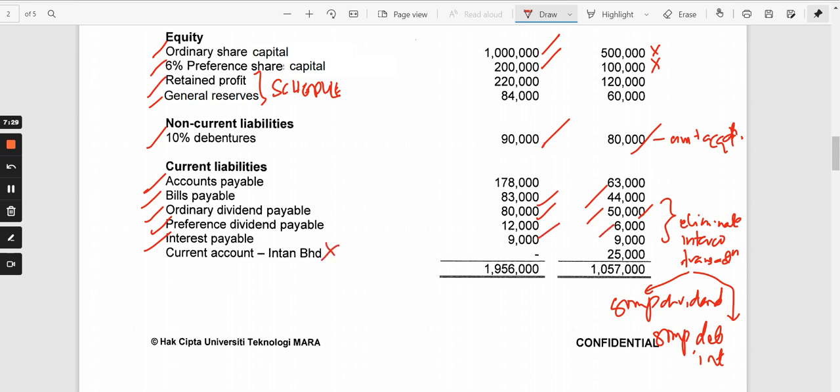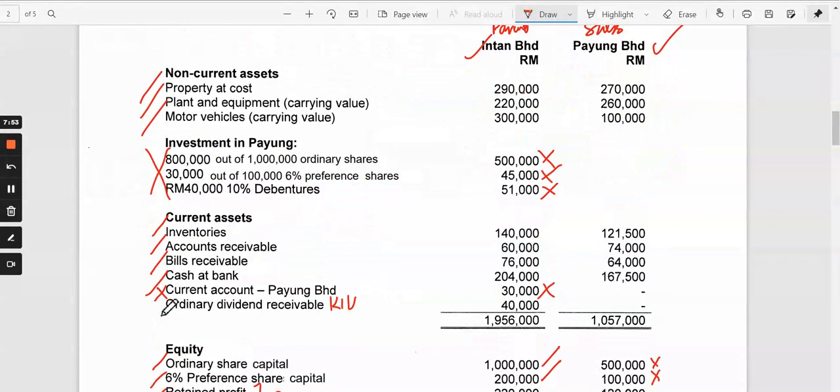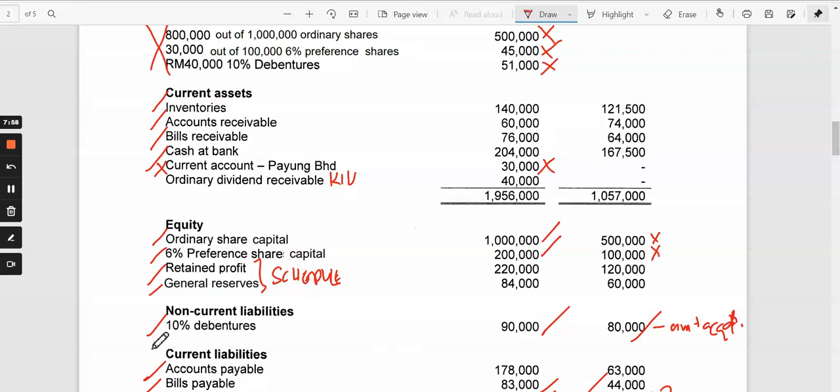Current account will not be reported because this will be eliminated. You need to go and find out the differences in the current account. What caused the differences? Is it due to the goods in transit, or is it due to cash in transit? So that's the first few things. The one that I put across is something that you shouldn't include in the consolidated statement of financial position. Remember, the share capital, and here we are talking about ordinary and preference share capital, this will just be the one of the parent only to be included.